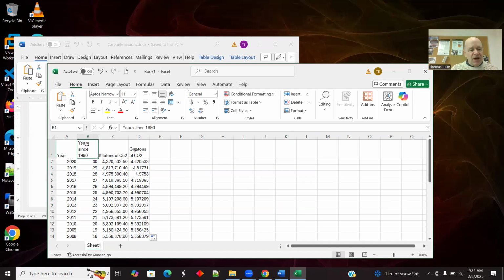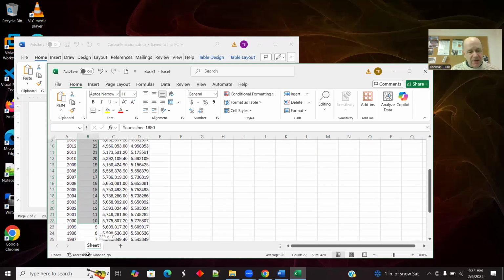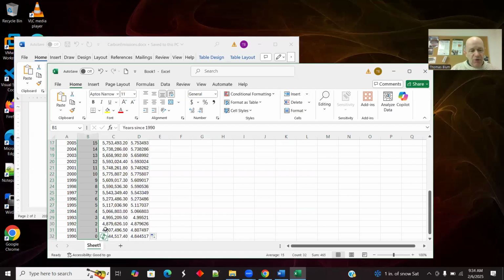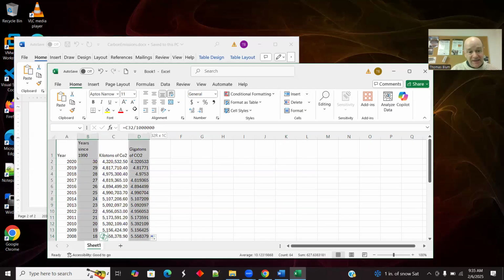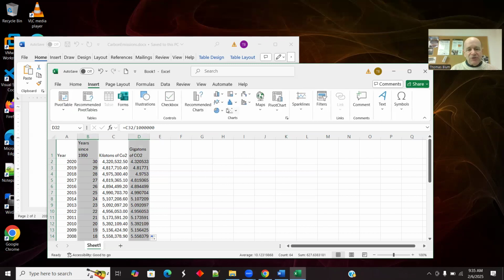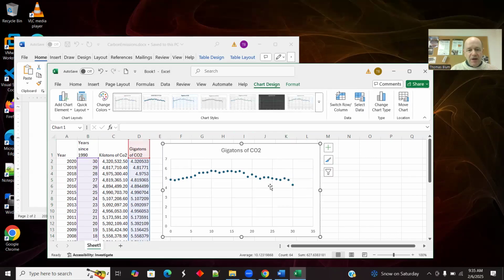But I'm just going to highlight column B, and then hold down my control and highlight column D. Make sure if I have a header in one, I have a header in the other. I have to be consistent. I let go of control once I have the two highlighted. And then I'm going to go to insert, XY scatter. There we go. All right.